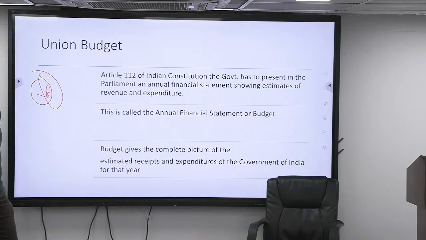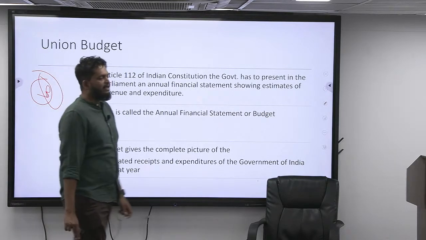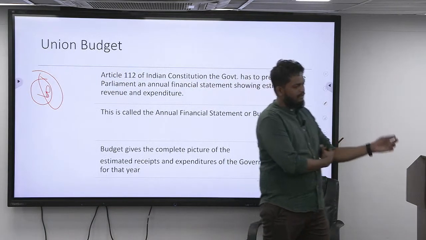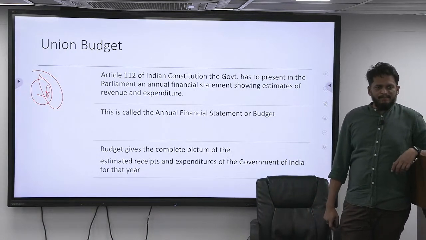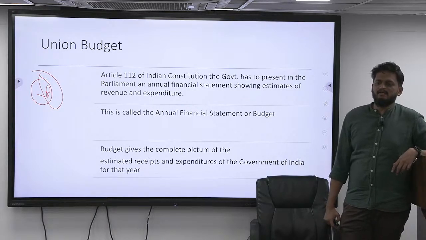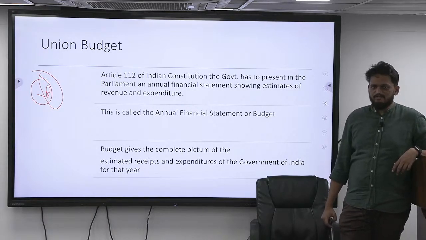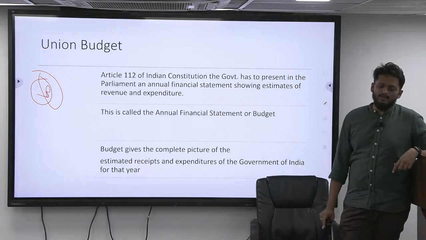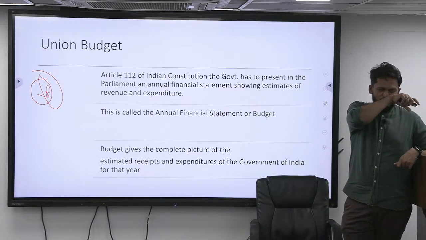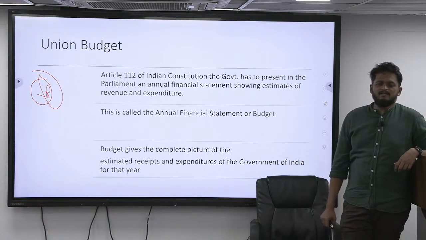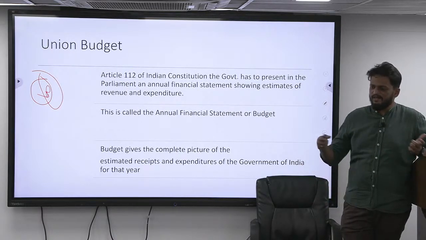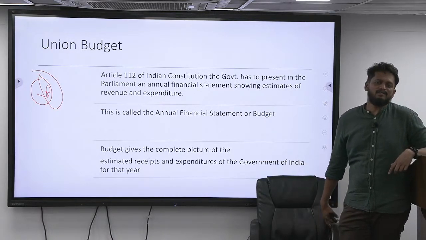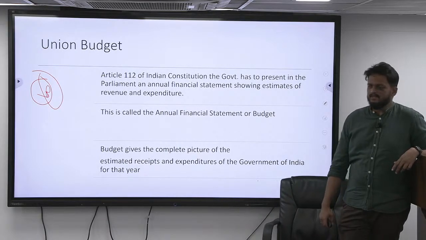Under Article 112 of the Indian Constitution, the government has to present in the parliament an annual financial statement. The word budget is not mentioned anywhere in the constitution. Budget actually means a briefcase or suitcase. In French it is bougette. From bougette it became budget because people could not pronounce the French. Finance ministers across the world used to bring this suitcase and read the documents in the parliament or congress. That is why it was called budget.